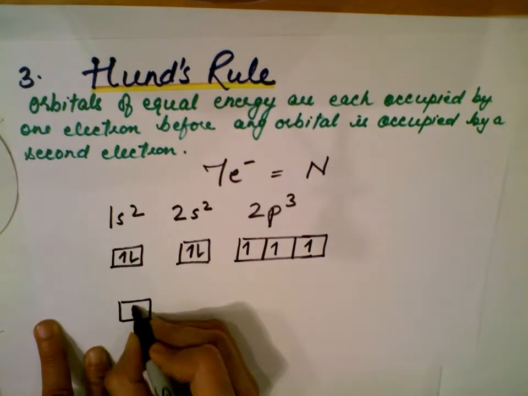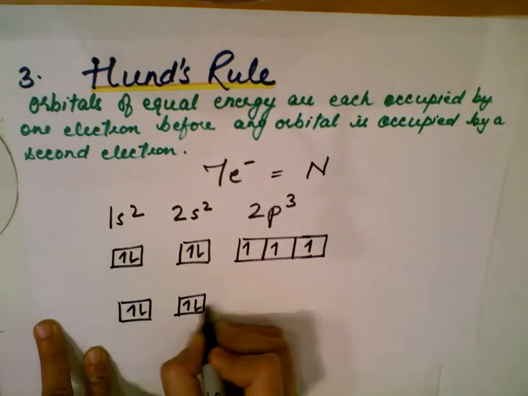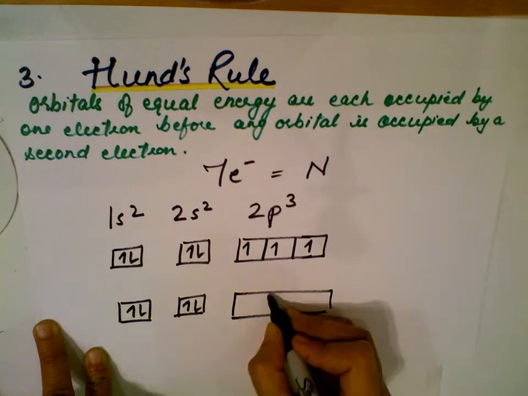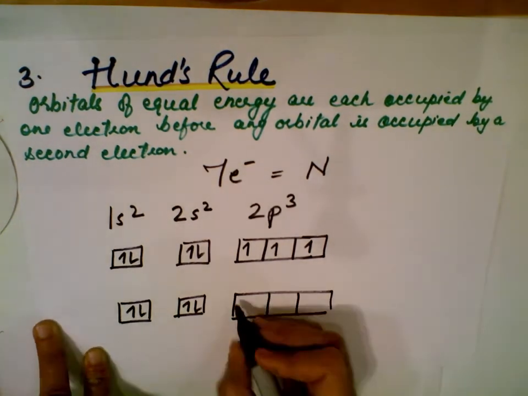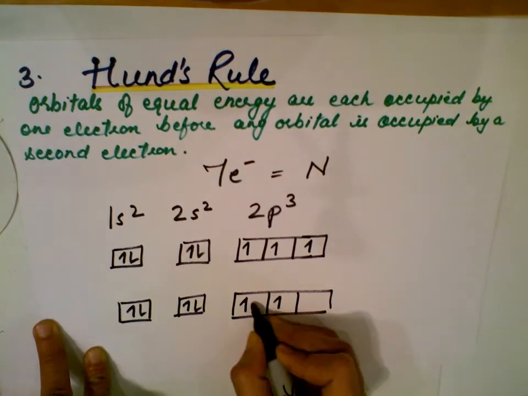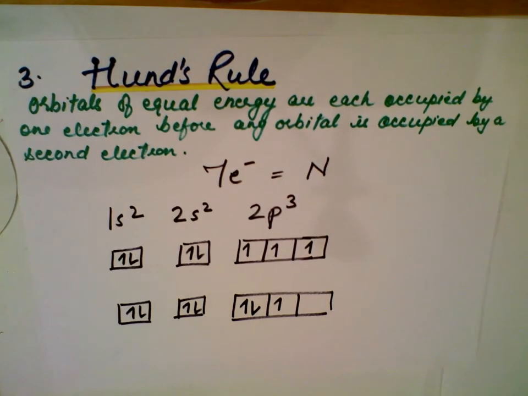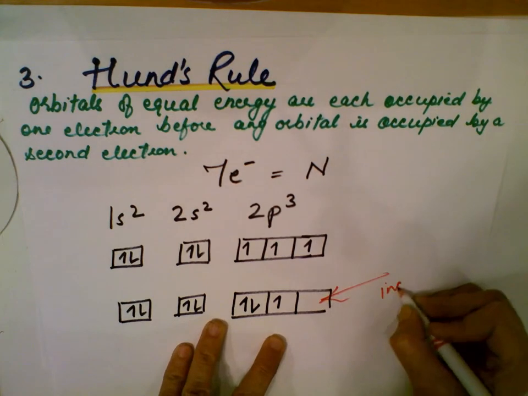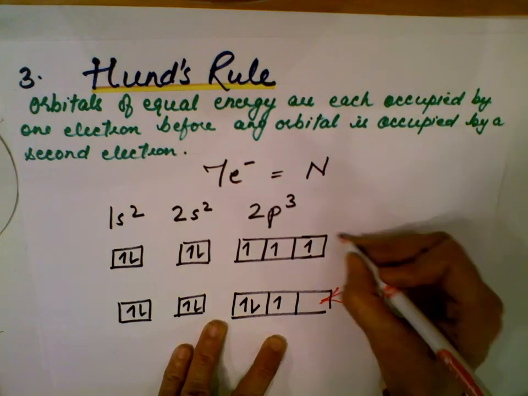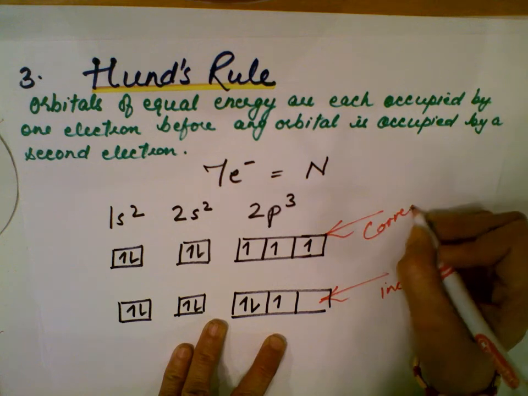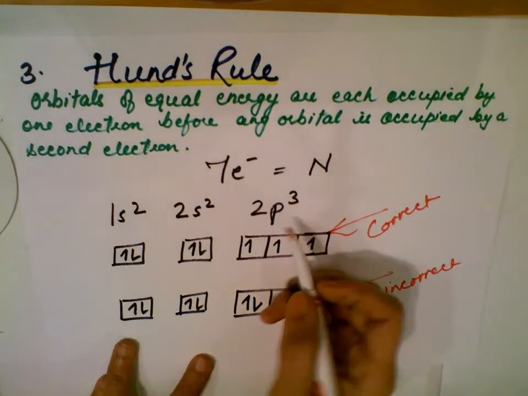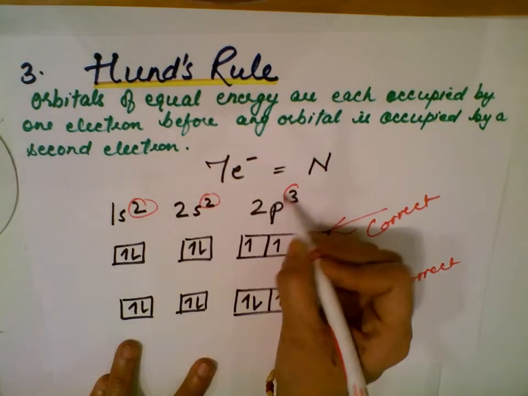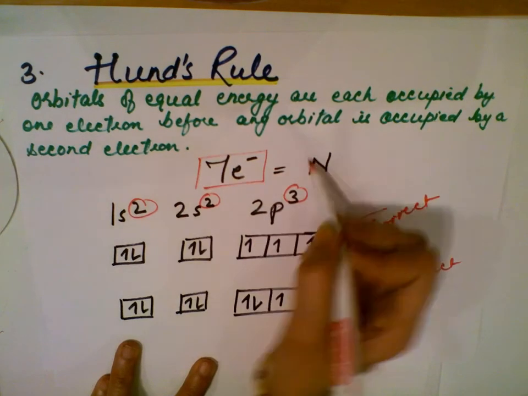How about if I make it like this? It is still the same number of electrons, 1, 2, and 3. However, this one is incorrect. Okay, this one is correct. What's the reason? Look at the reason. 2 plus 2 plus 3 is 7, and it is 7, and this is nitrogen.